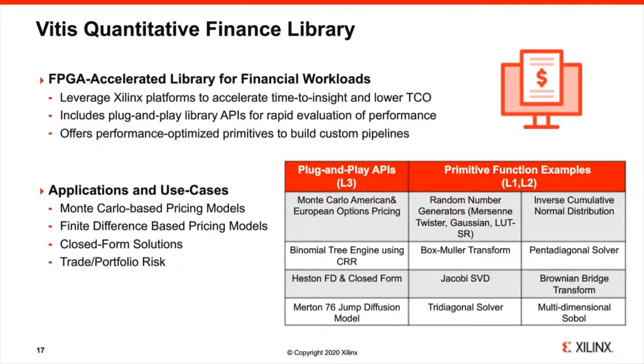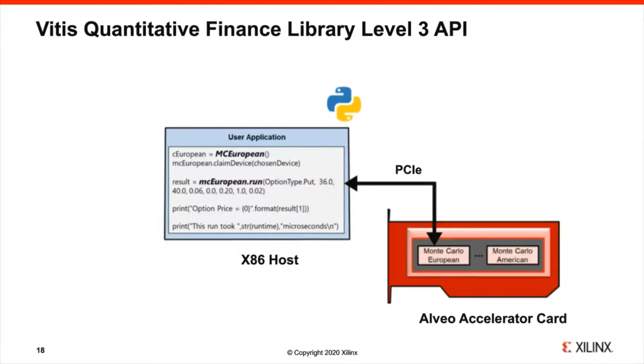Let's take a look at an example. The Monte Carlo-based American and European options pricing engine is available as a level 3 function. It has a Python wrapper that enables you to call this directly from your Python host application, as you see the function calls here in bold. This is very similar to calling a native CPU function.